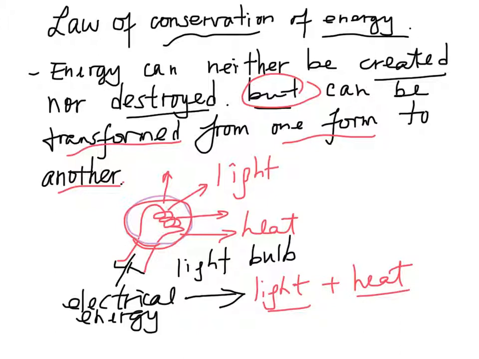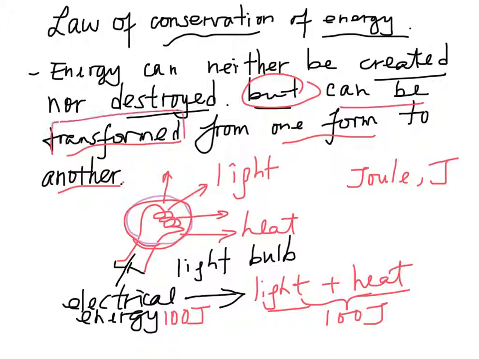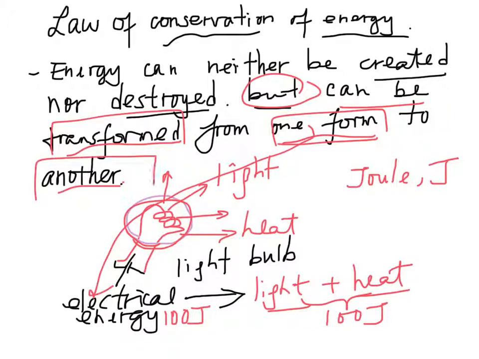The unit of energy is joules, J. If there are 100 joules of electrical energy, it's changed to 100 joules of light and heat energy. We say energy can be transformed from one form, electrical energy, to another form, light and heat energy.